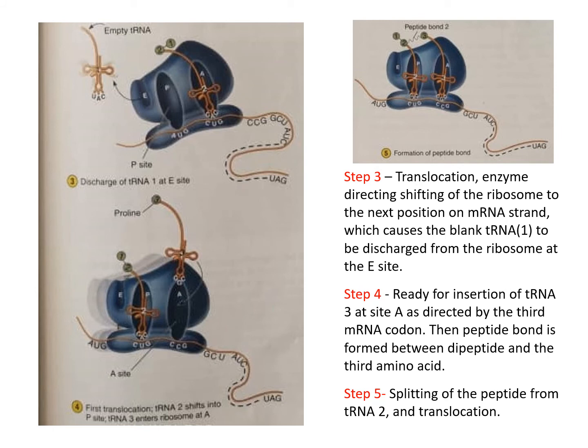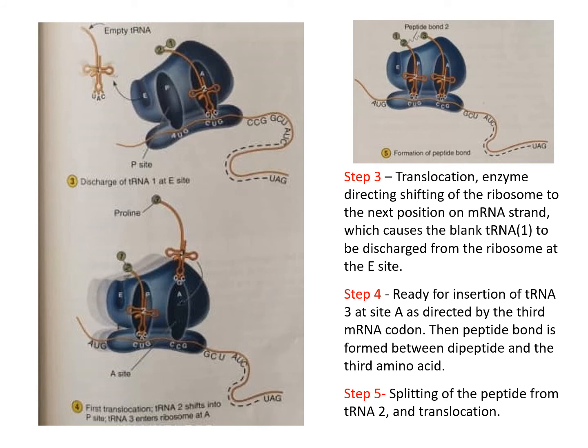So the tRNA first moves from the P site to the E site. Then the amino acid is being removed from the tRNA, right? So the next step is the first translocation, the fourth step. In the first translocation, tRNA2 shifts into the P site. tRNA3 will enter the ribosome at the A site.